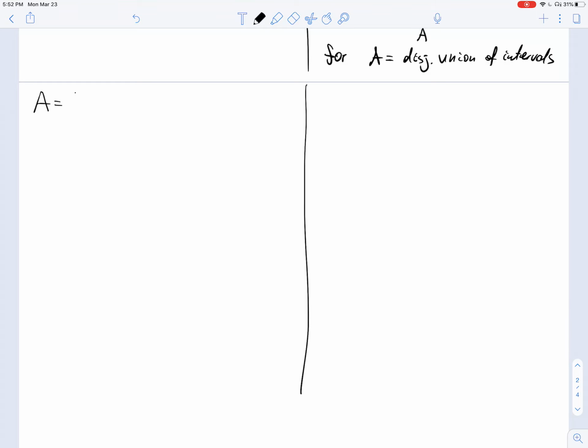Okay, so let's assume A is this, or I could even take half-open intervals, it doesn't really matter, and the sum of bj minus aj is less than delta. What does this imply? Well, f is increasing, so we just know that it implies that the sum of f of bj minus f of aj is less than epsilon.